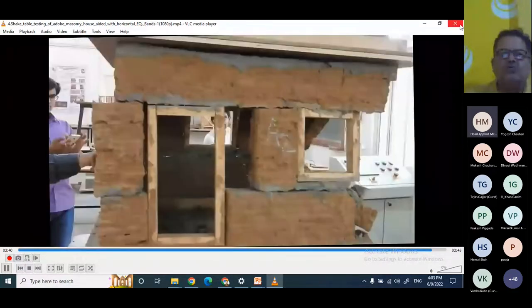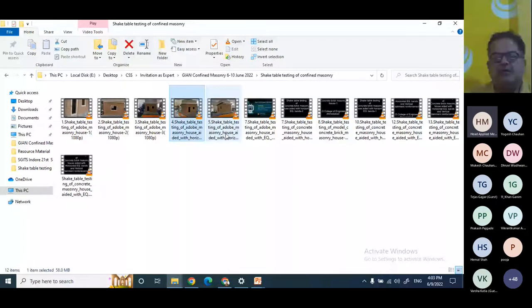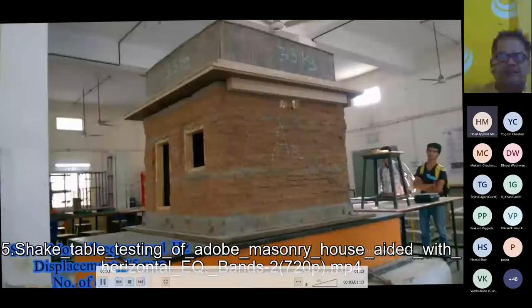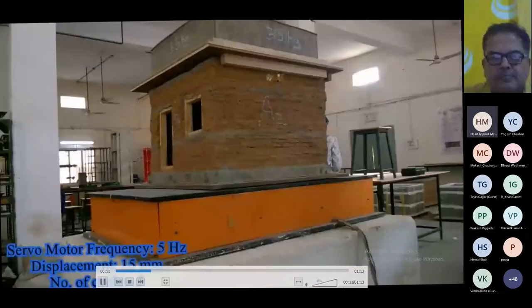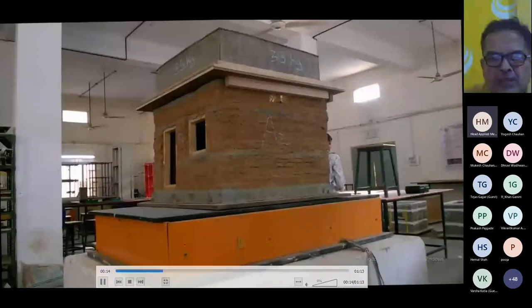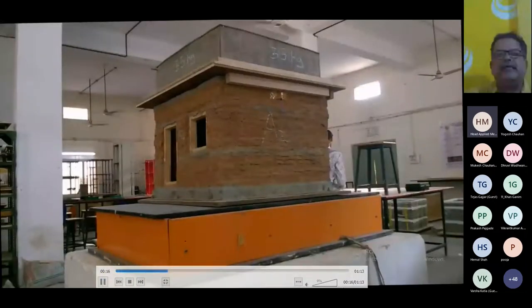You have to give justification for each and every damage you are observing. Again, you will see here a lintel level and sill level, a band is provided.